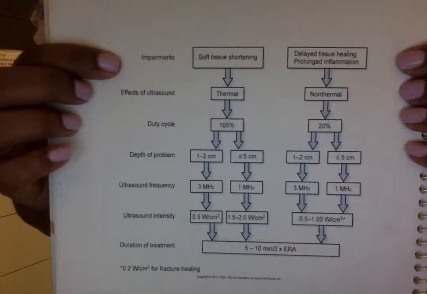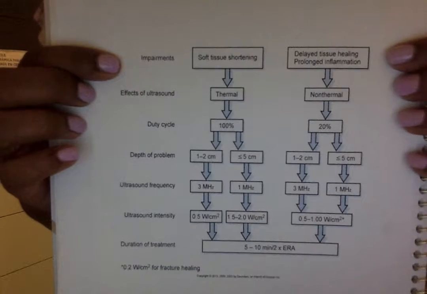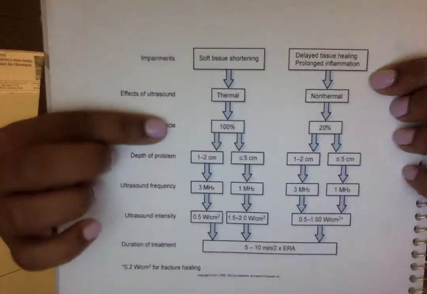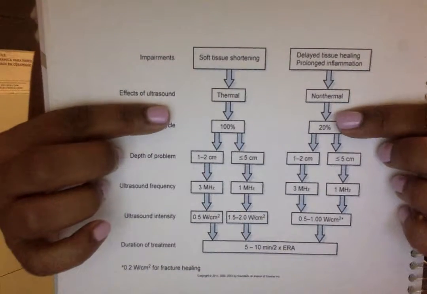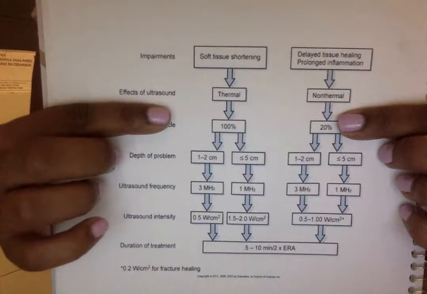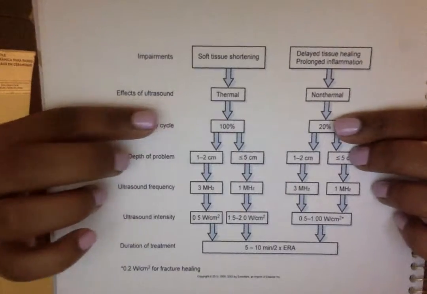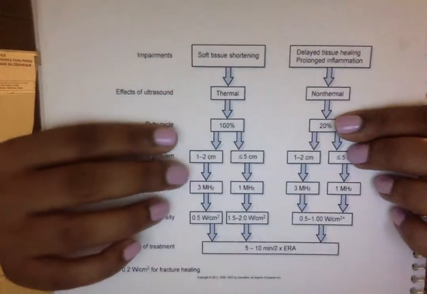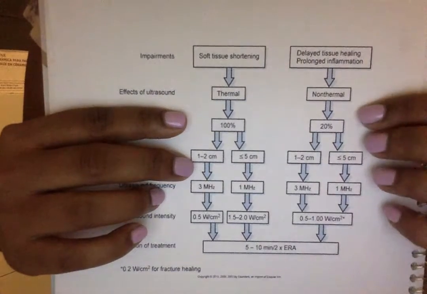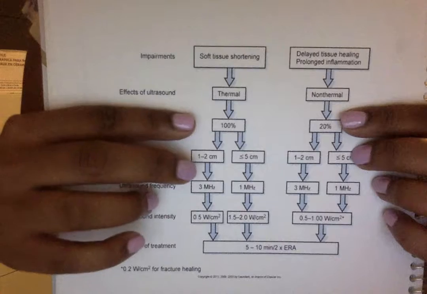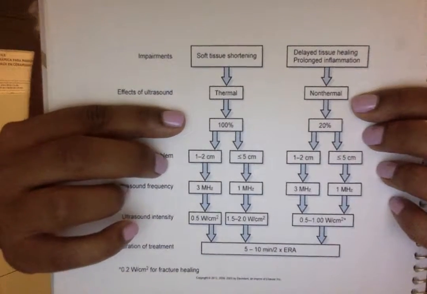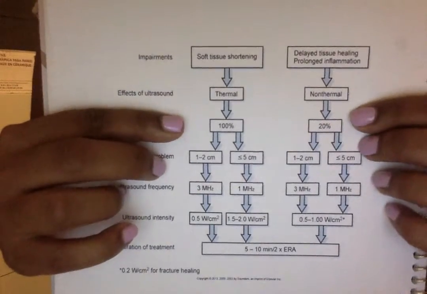What impairment are you trying to treat? It's either going to fall into the category of soft tissue shortening or delayed tissue healing and prolonged inflammation. Depending on that, you're going to either choose thermal or non-thermal effects. Thermal effects are primarily used for stretching the soft tissue that's shortened. It's going to increase blood circulation and increase the extensibility of the tissue due to a contracture, lack of mobility, or pain that's going to limit function in that tissue. Non-thermal effects are going to alter membrane permeability and accelerate tissue healing.